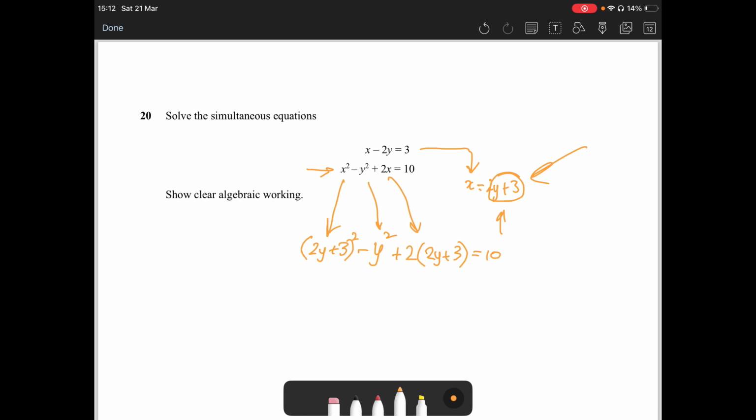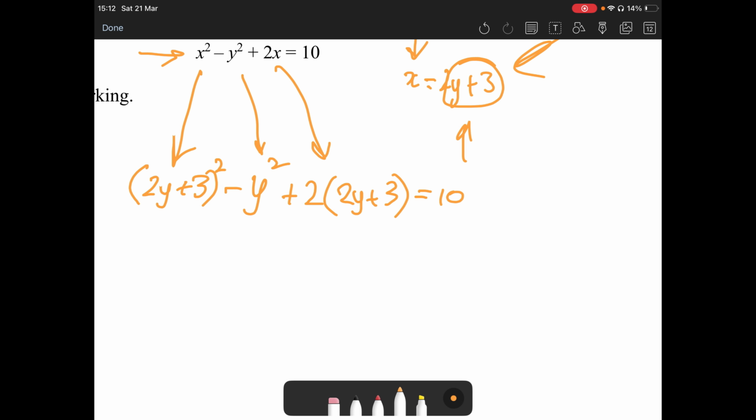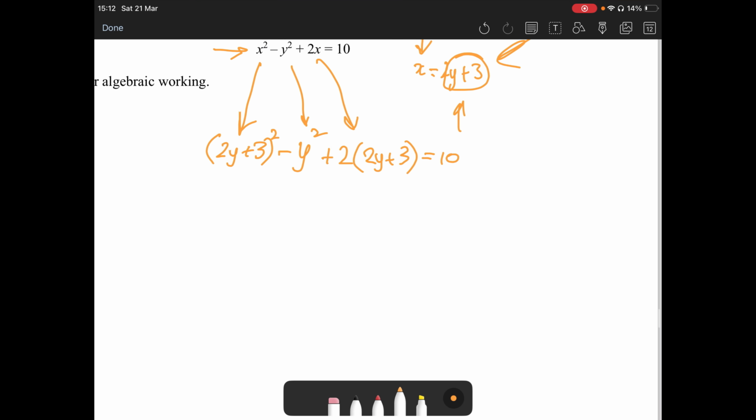All equals 10. Okie dokie. So we need to solve this, right? This is kind of similar to 19, to be fair. So let me expand the double bracket. So I'm going to skip this bit here.